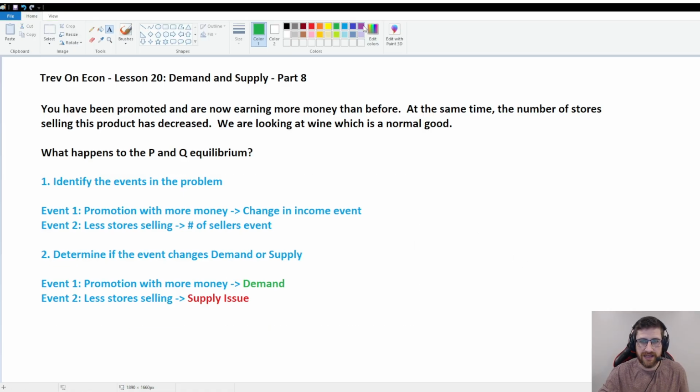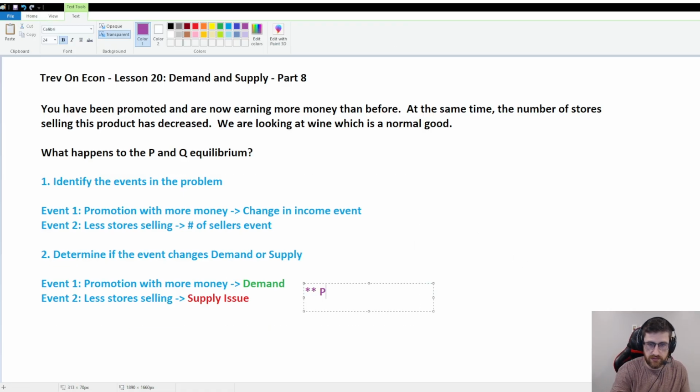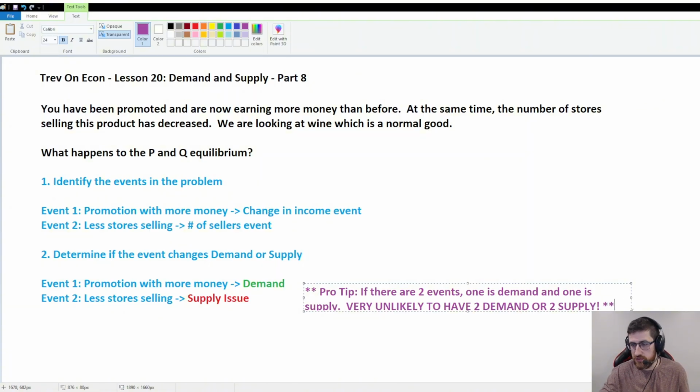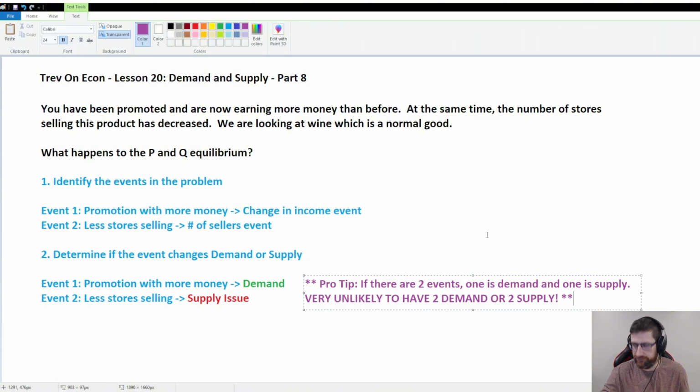So again, what I would say is, pro tip, if there are two events, one is demand and one is supply. Okay? Very unlikely to have two demand or two supply. Okay? So again, if you know one, you probably can just guess the other. It's not always true. I don't want to have someone comment being like, my teacher did this. This is just very common. It's not perfect. All right?